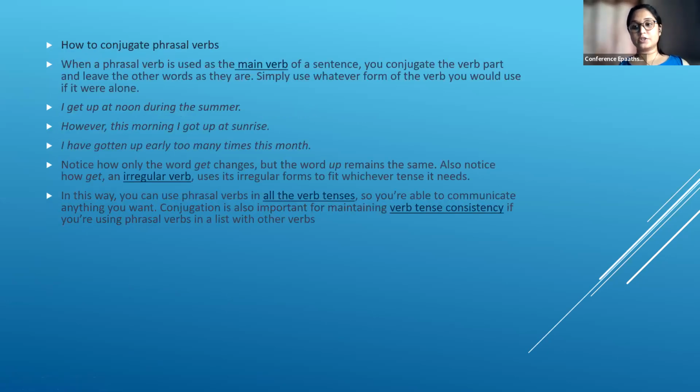Now, how do we conjugate phrasal verbs? When a phrasal verb is used as the main verb of a sentence, you conjugate the verb part and leave the other words as they are. Simply use whatever form of the verb you would use if it were alone. So, I get up at noon during the summer. However, this morning I got up at sunrise. I have gotten up early too many times this month. See, here the verb get up is changing its form according to the tense. So I get up at noon during the summer. Can you tell me which tense it is?